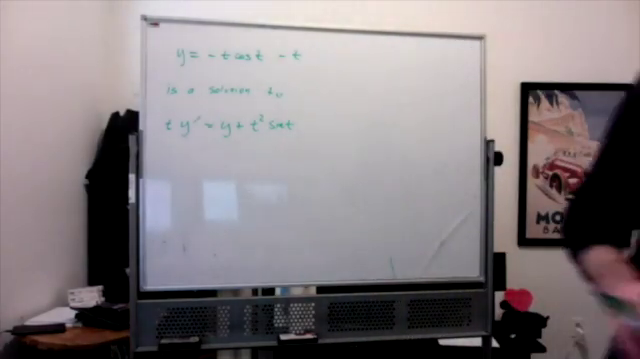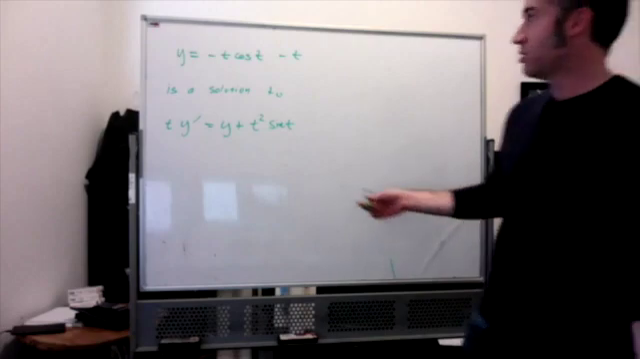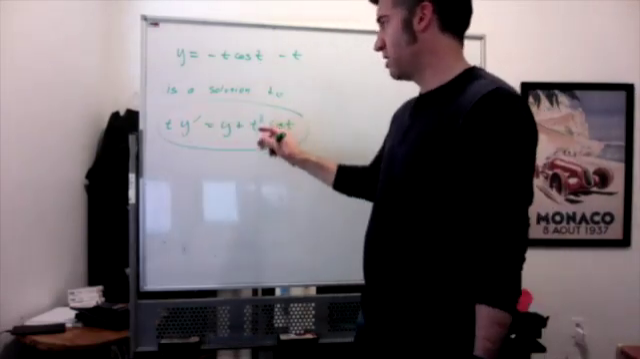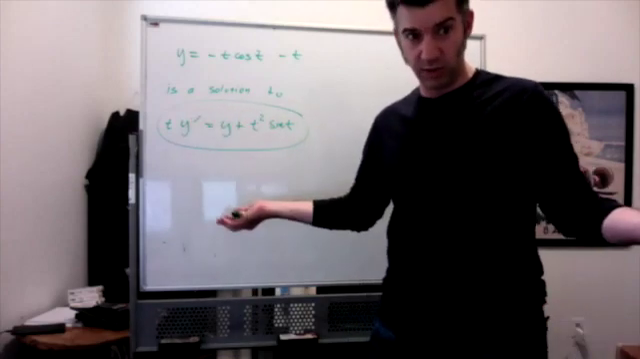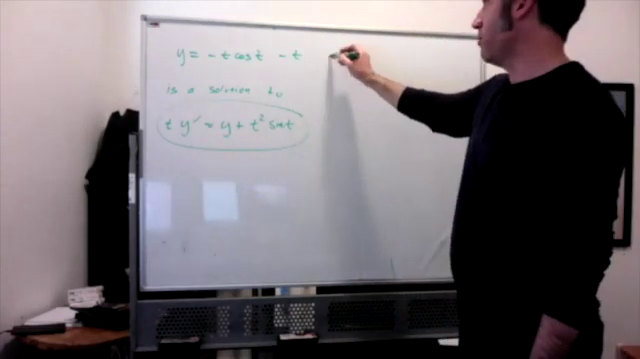And I do think the way she addressed this in class was definitely the right way to go. Meaning, you want to show this is a solution to this. So you're basically just going to look at the left side and the right side separately and make sure they're equal to each other, which means we have to find y prime. So I'm going to find y prime.